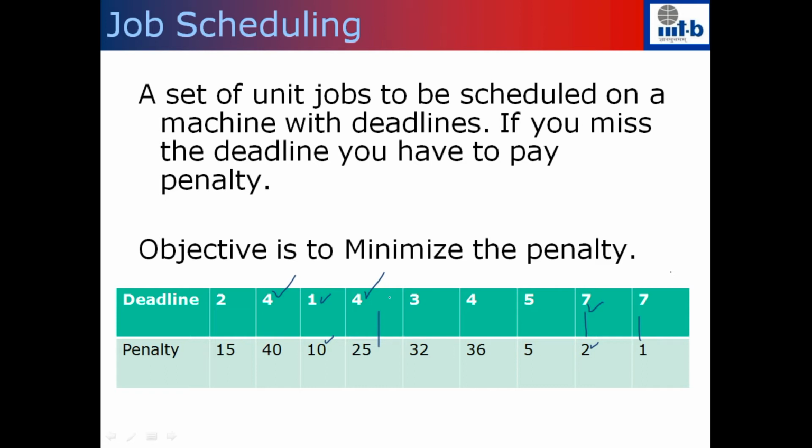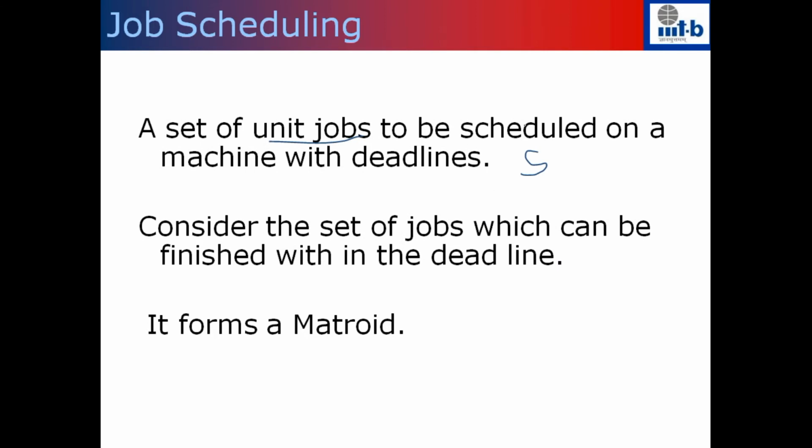A set of jobs is said to be independent if all the jobs in this set that you picked can be scheduled meeting all the deadlines. So the base set is the given set of jobs, and the independent set is a subset of jobs which can be scheduled meeting all the deadlines. The claim is that it forms a matroid.